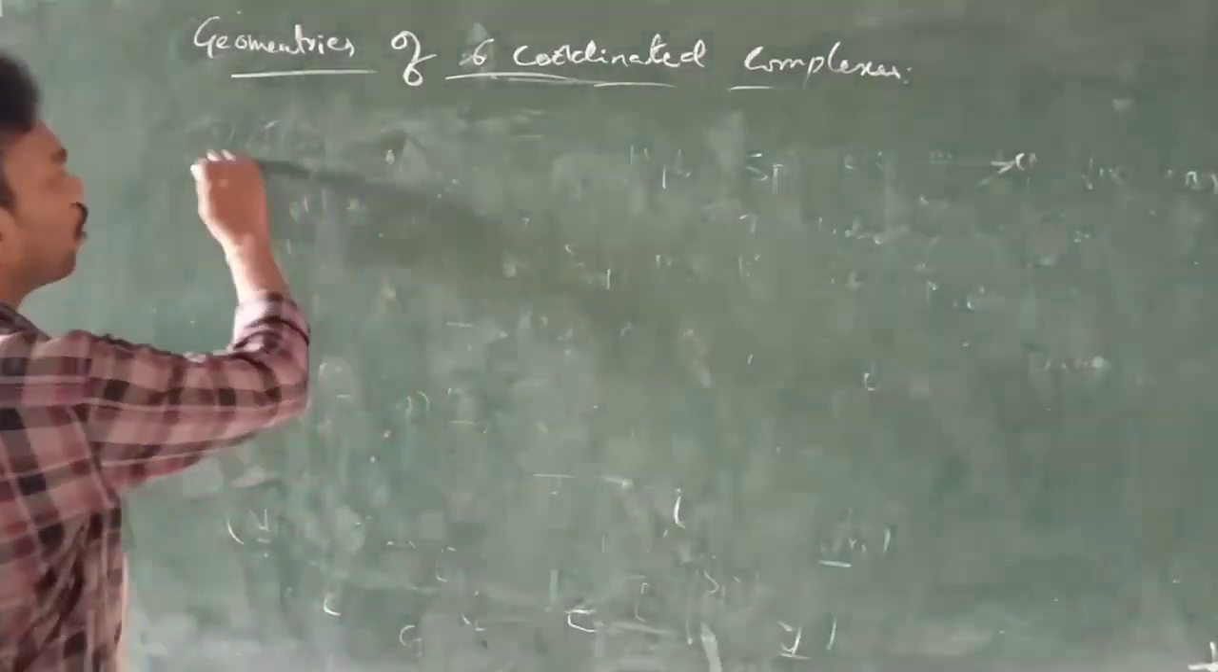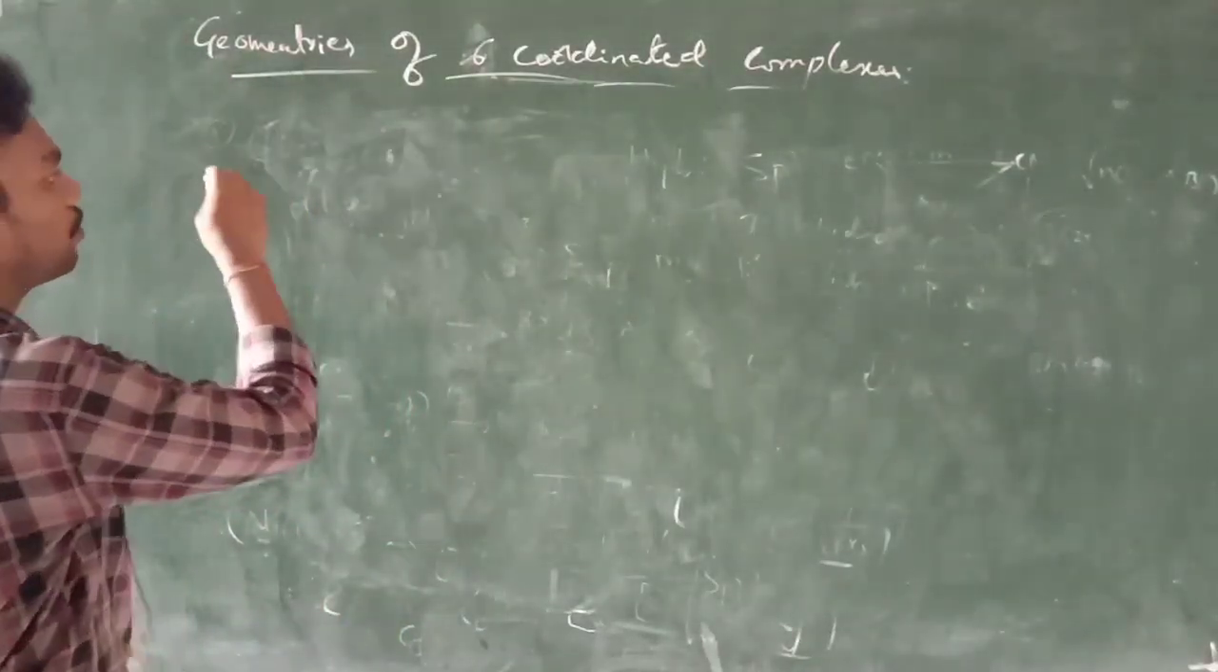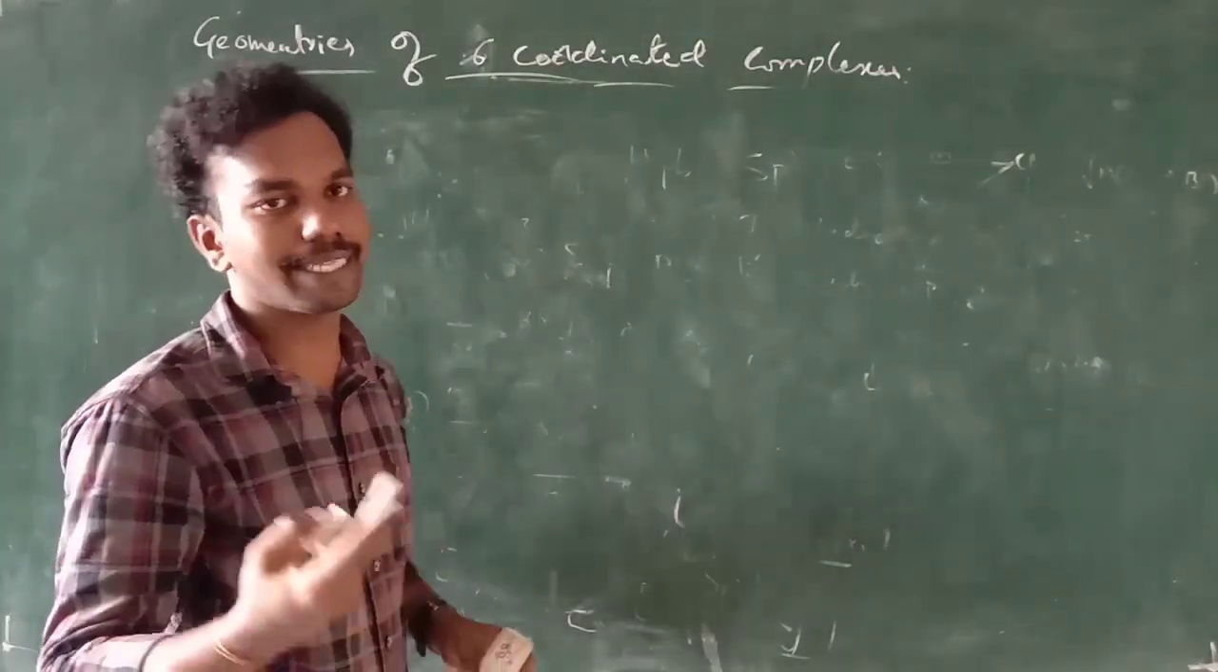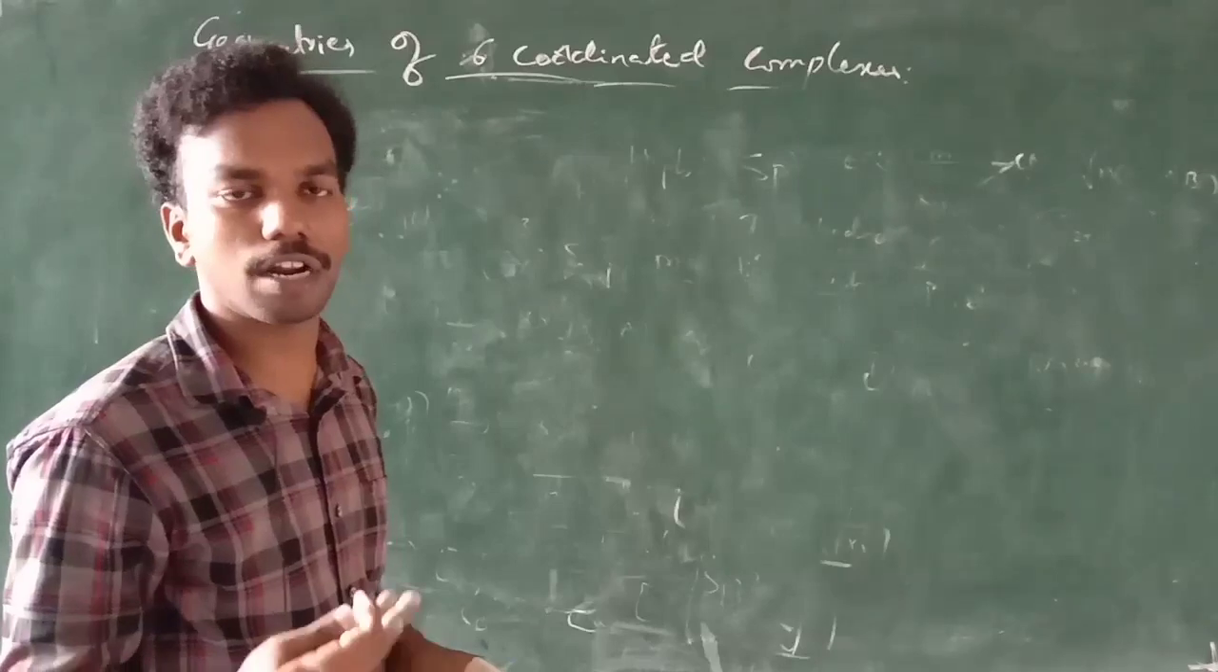Next, in 6 coordinate complexes, I am telling you about 2 types of complexes. What are those? Outer orbital complexes and inner orbital complexes. What are outer orbital complexes?